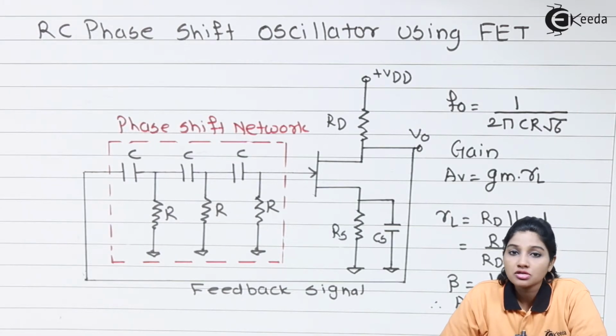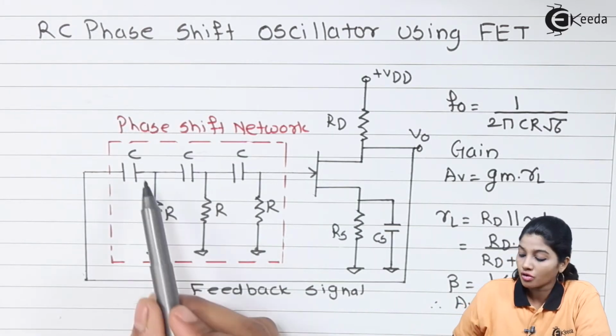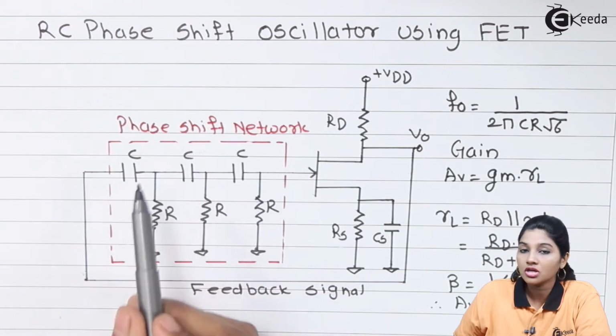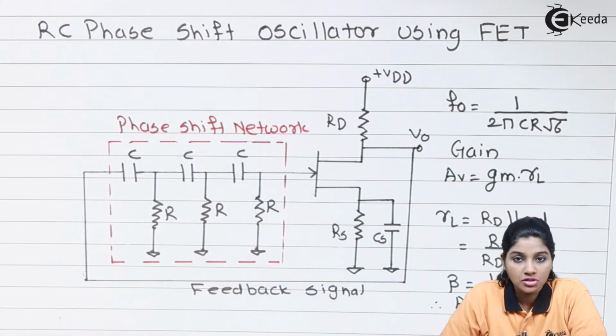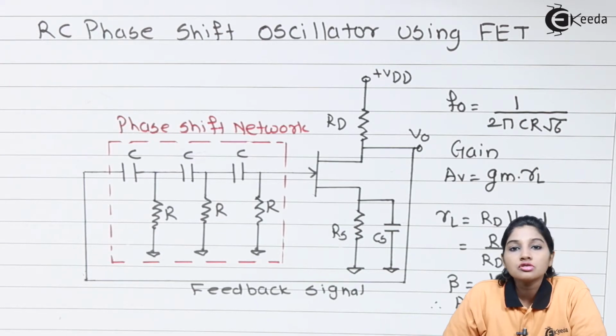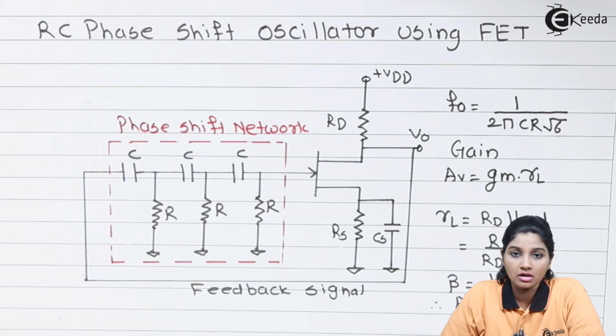As the signal passes through the feedback network, which consists of three RC networks, each network provides a phase shift of 60 degrees. Therefore, the total phase shift around the loop is 0 degrees or 360 degrees. This satisfies the condition of oscillation, that is nothing but Barkhausen's criterion.